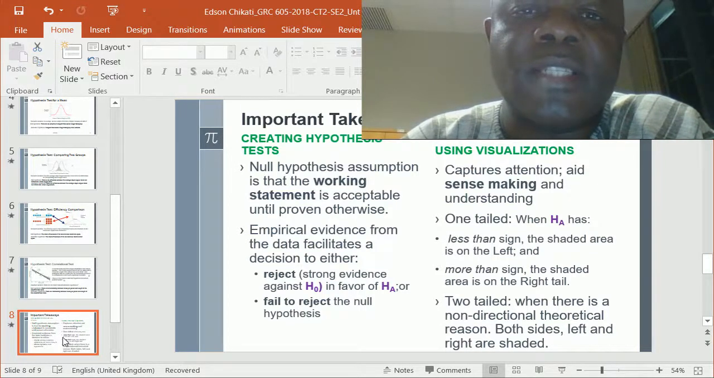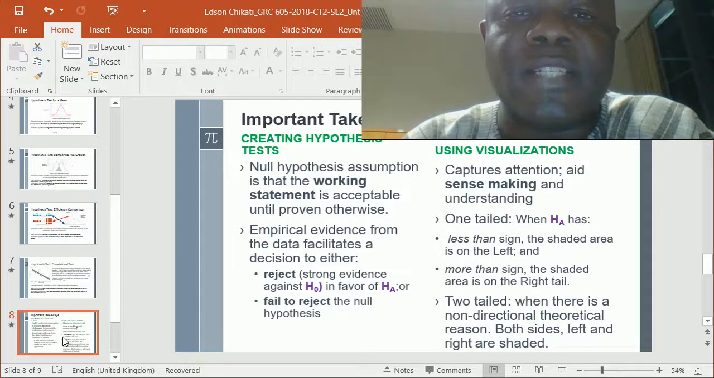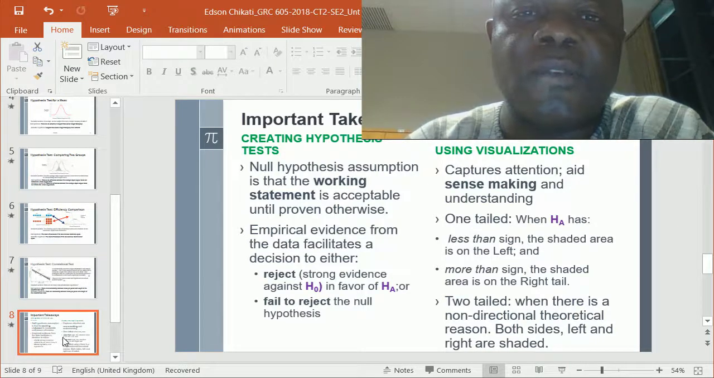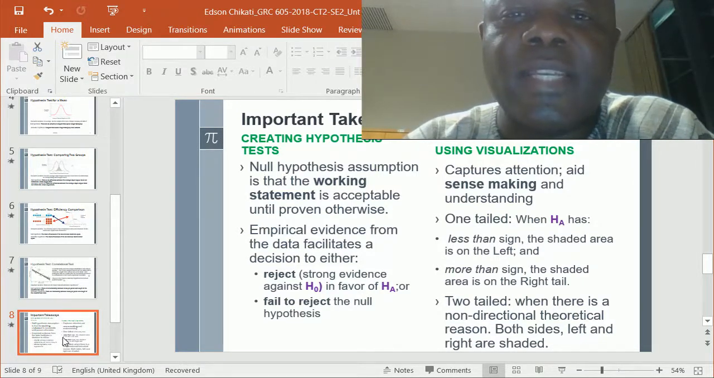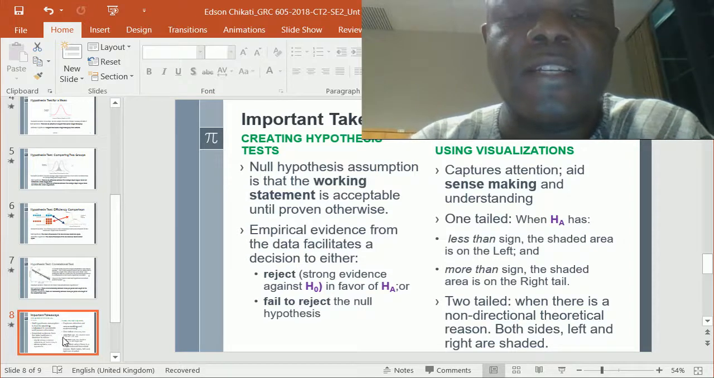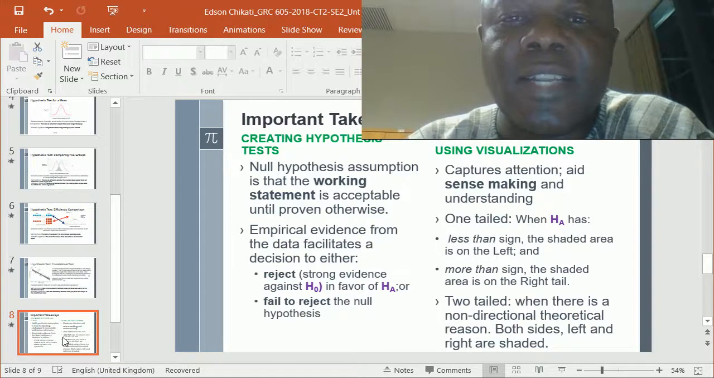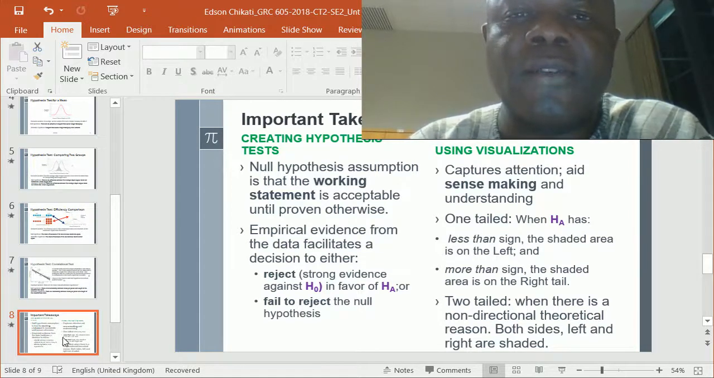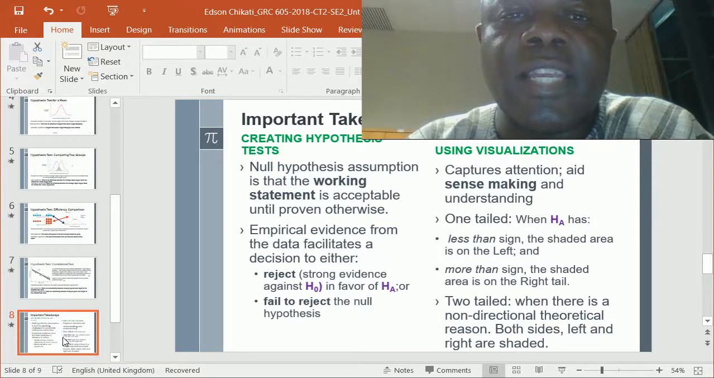Important takeaways on using visualizations. Visualizations capture attention, aid sense-making and understanding to both the researcher and the audience. Visualizations give a snapshot of the story that the researcher is discussing, or of the story that the reader is reading.